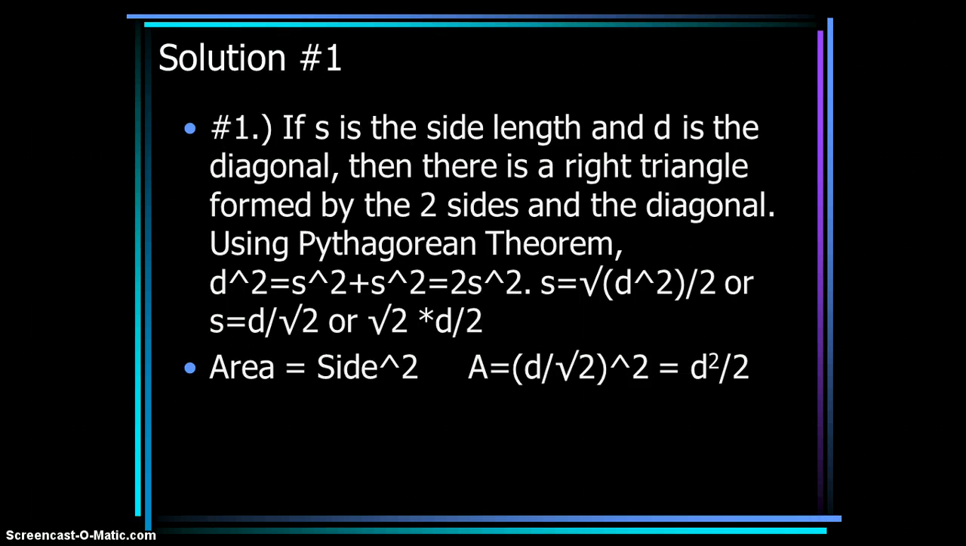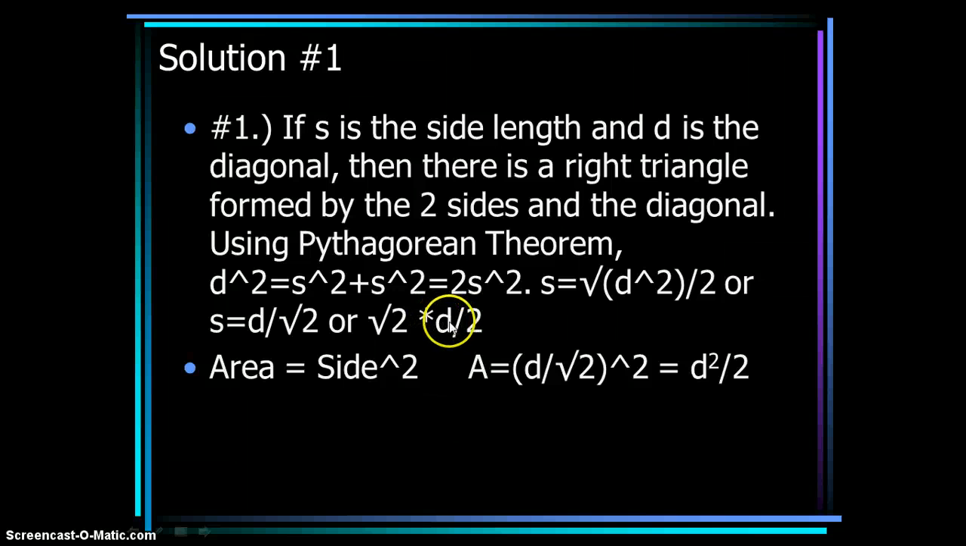right triangle formed by the two sides, and the diagonal, using the Pythagorean theorem, D squared equals S squared plus S squared, which of course is 2S squared. And solving that for S, S equals the square root of D squared over 2, or S equals D over root 2. And rationalizing, getting the radical out of the denominator, you get root 2 d over 2.